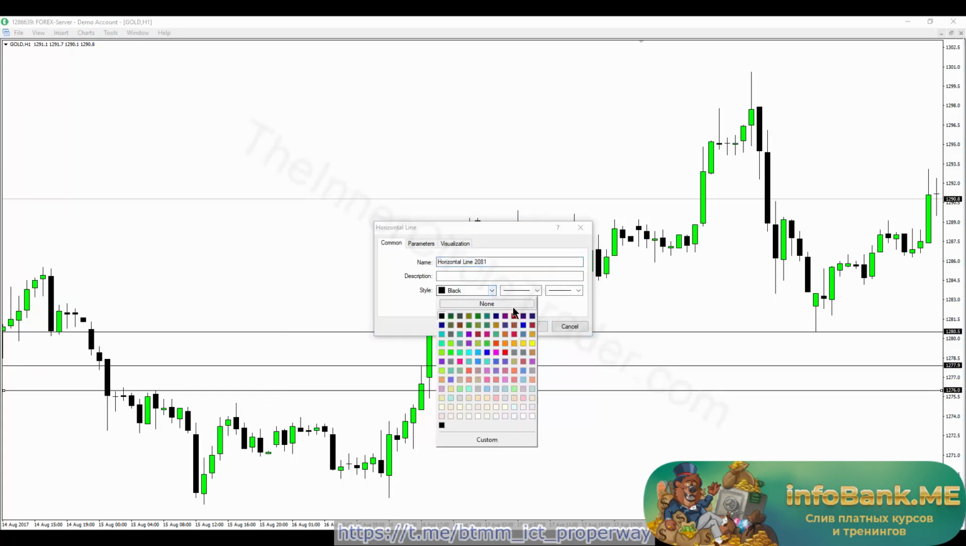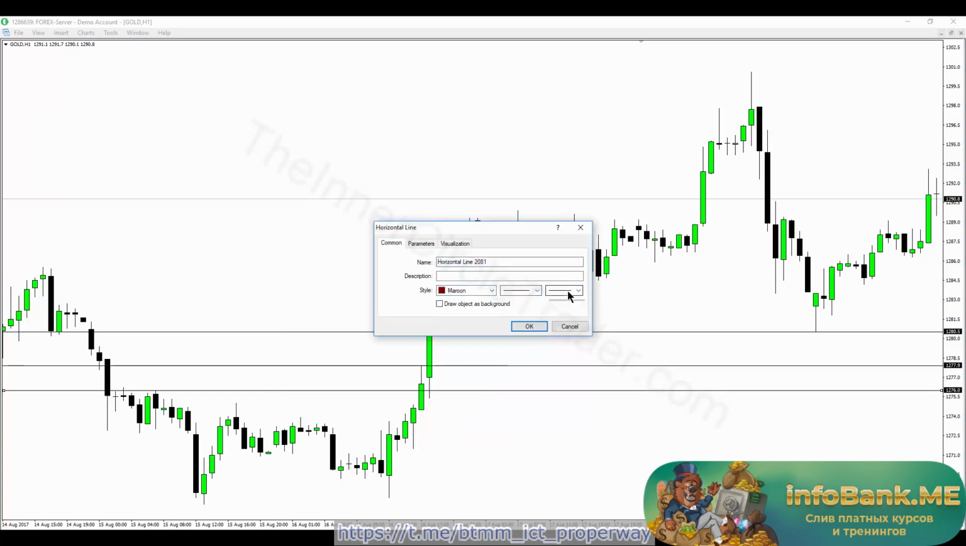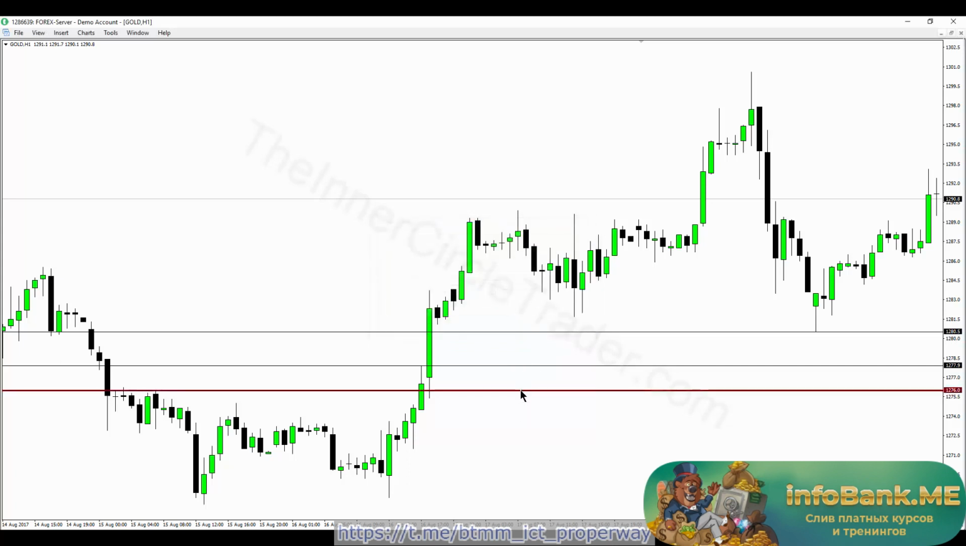So we're going to make this red and we're going to thicken it up a little bit. But not with that, we ain't. We'll put it right here. So we identify a discount array we're trying to buy at, and we protect it with a stop below the next discount array, which is here.